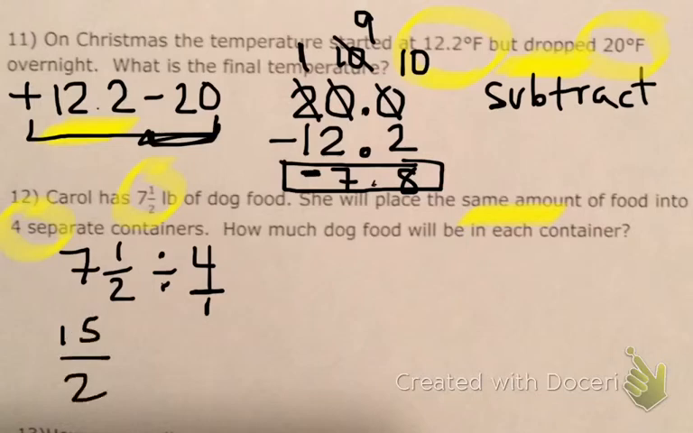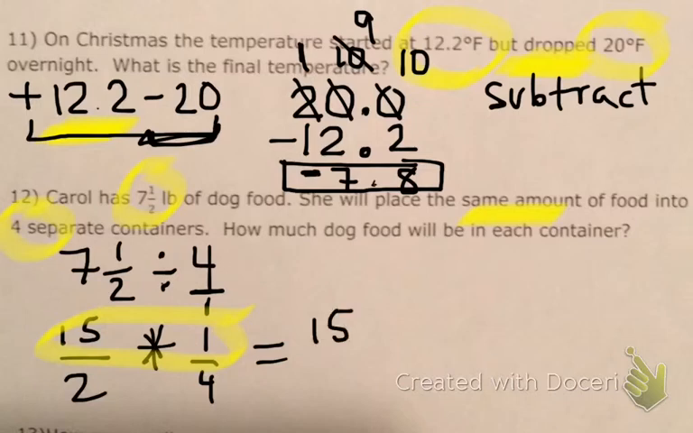Another way you might have learned it is 2 times 7 is 14 plus 1, and then you put it all over 2. I'm going to multiply it by the reciprocal. Again, dividing a fraction is the same thing as multiplying by the reciprocal. And when we multiply fractions, we just multiply straight across. So 15 times 1 is 15. 2 times 4 is 8.